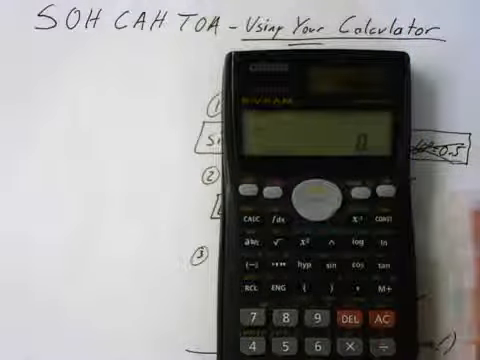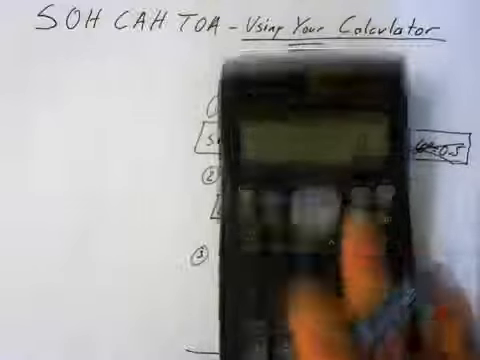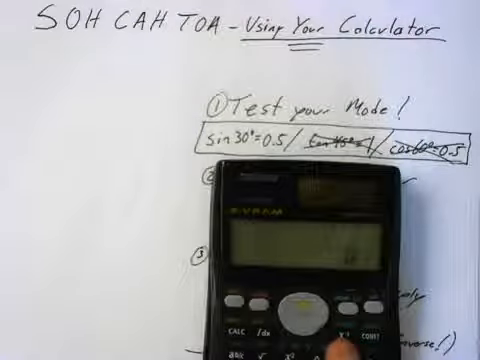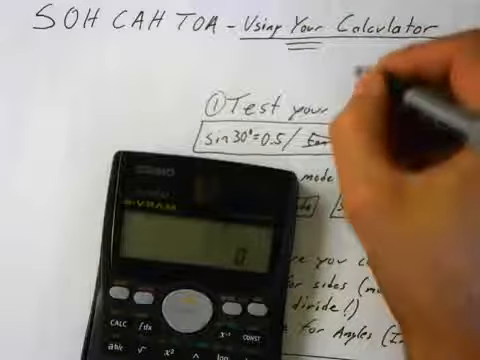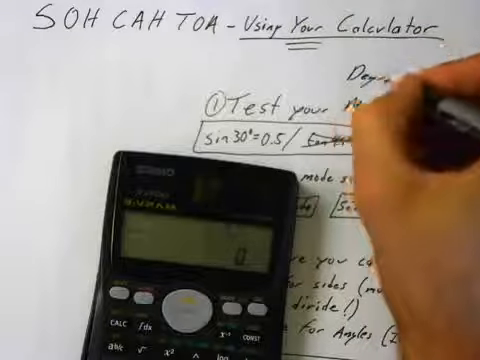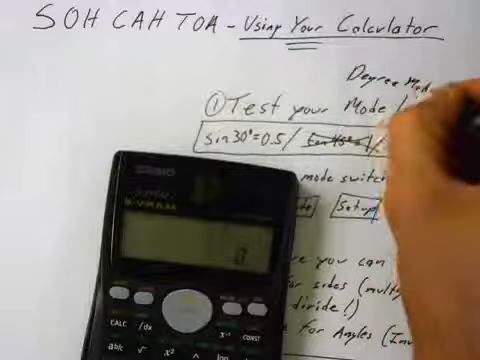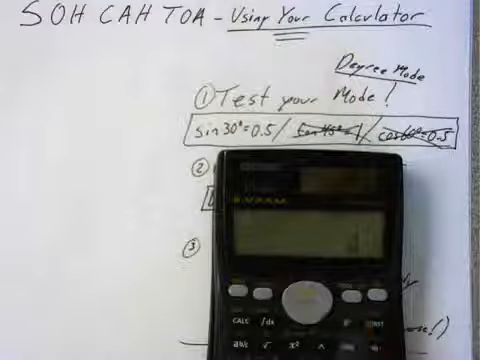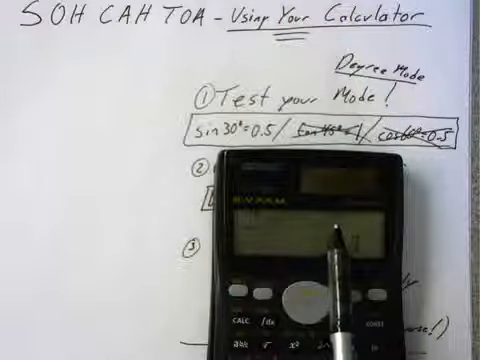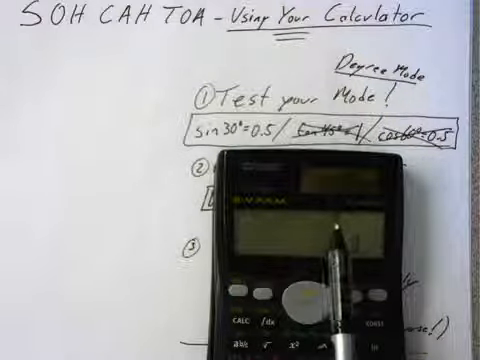All right, so let's go into step 1, testing it. Test your mode. What I mean by test your mode is you need it in degree mode. So all your calculators have to be in degrees. Now, where do I check that? Well, I check it up here. You can't really see that, but that is not a D, and it should be a D for degrees.